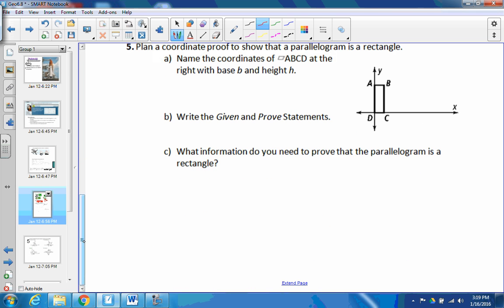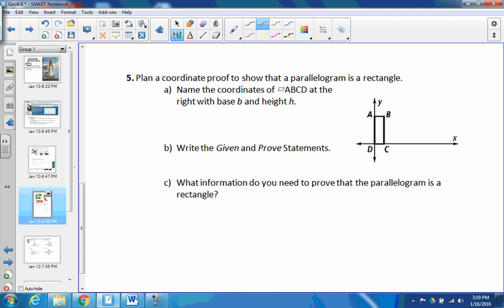Now stay. Alright, plan a coordinate proof to show that the parallelogram is a rectangle. It says name the coordinates of parallelogram ABCD at the right with base B and height H. So this goes up to H and this would be B. So our coordinates are A is 0 over and up H. B is B over and up H. C is B over and up 0. And then D is 0 and 0.